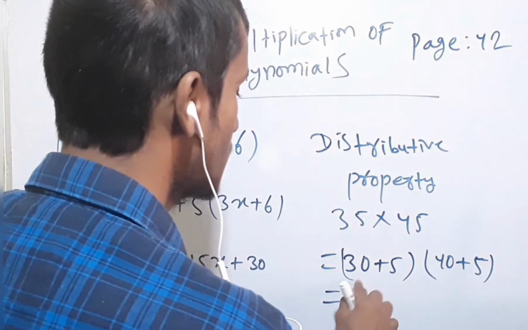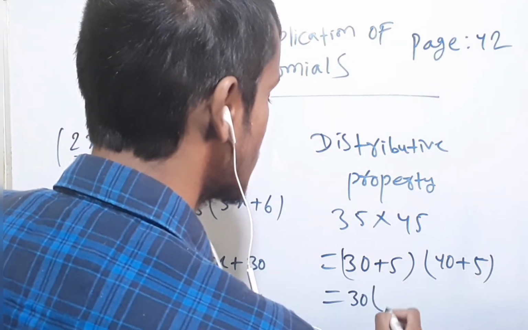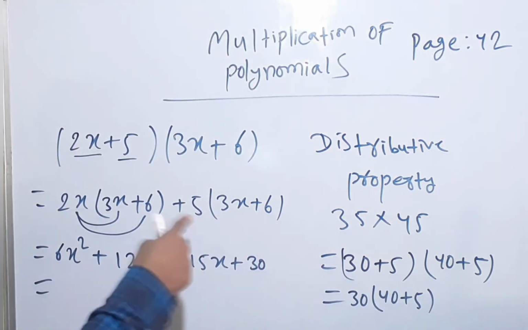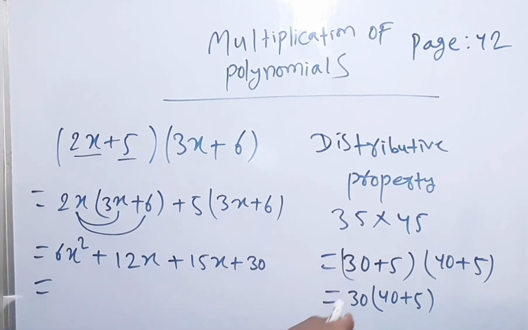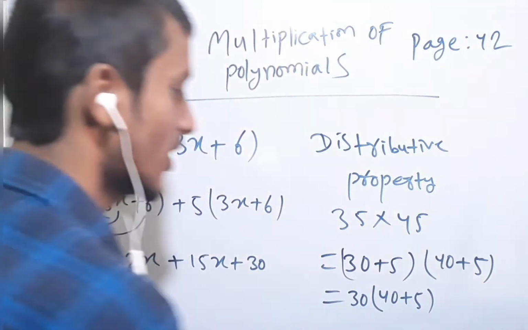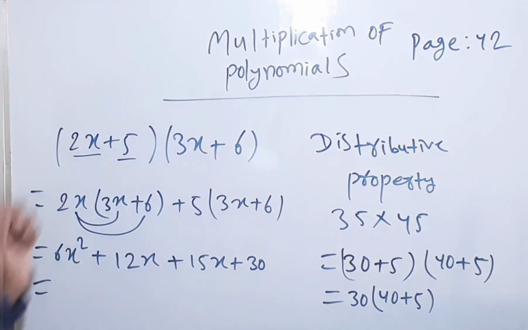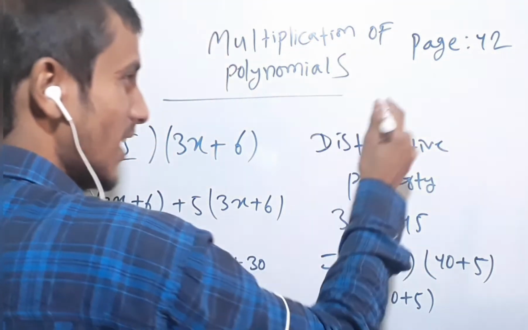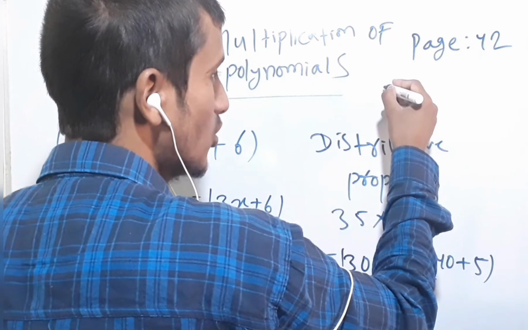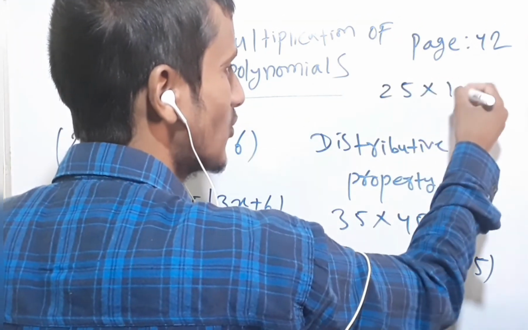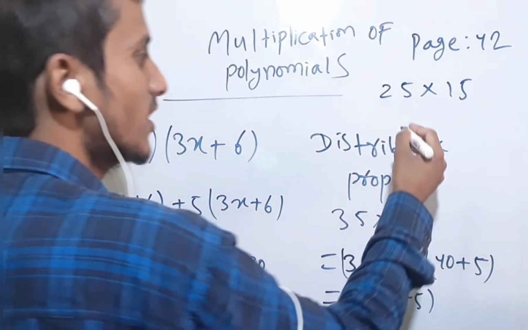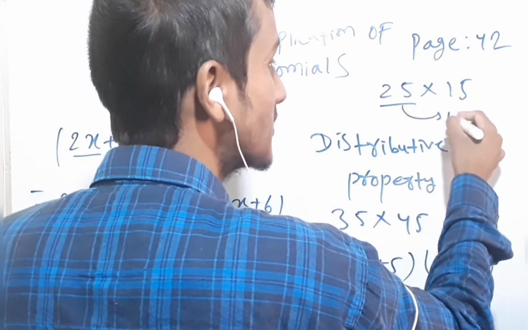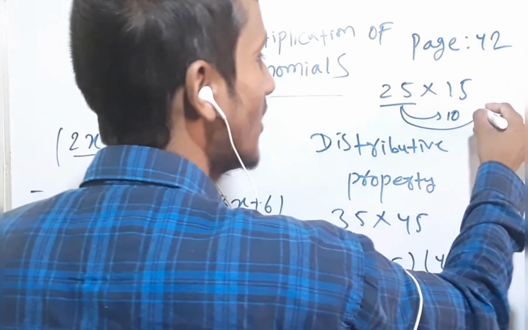Now we have to distribute this into this whole, so 30 times 40 plus 5. Whatever I've done here, I'm doing there as well. 30 times this whole; I'm distributing this into this whole. This is also what we do when we do mental maths. Say when you want to multiply 25 times 15, what you basically do is multiply first 25 times 10 and then 25 times 5.